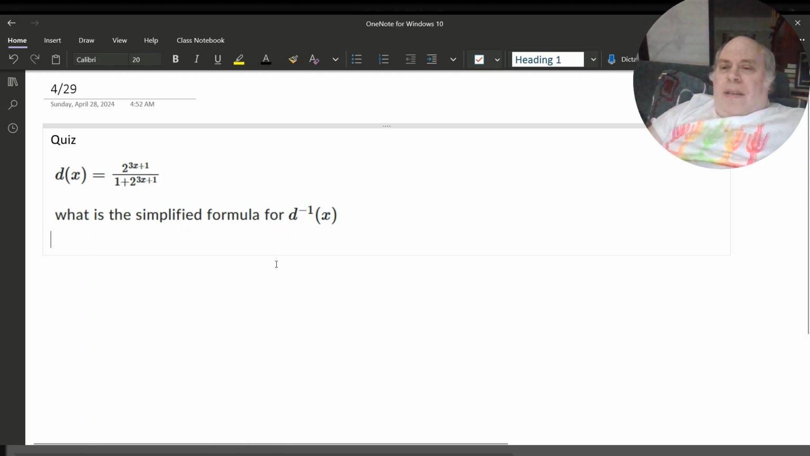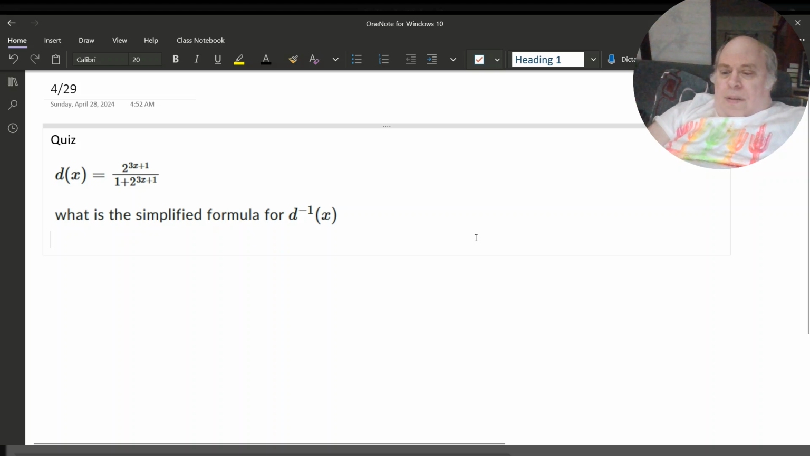Hi, guys. This is the answer to the quiz on 429. d of x is 2 to the 3x plus 1 over 1 plus 2 to the 3x plus 1. What is the simplified formula for d negative 1 of x?